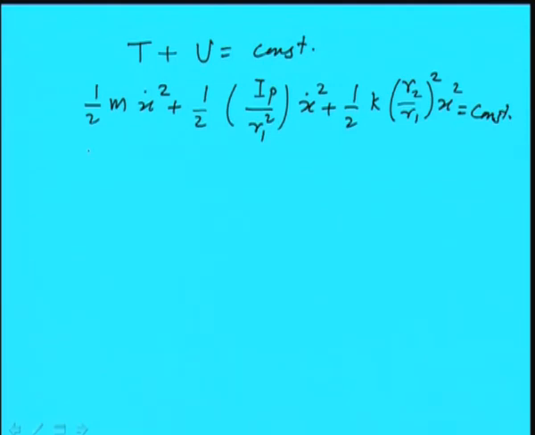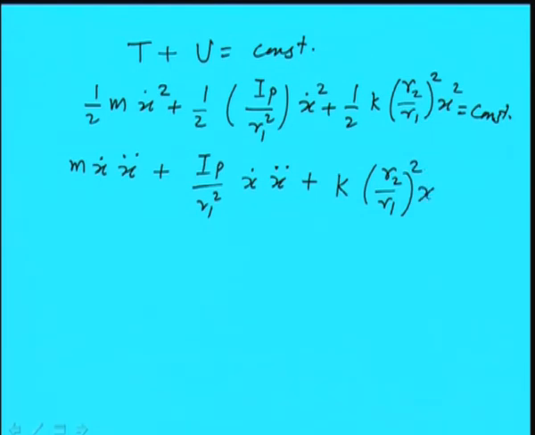If we differentiate this, we will get IP over R1 square x dot x double dot plus k (R2 by R1) whole square x dot is equal to 0. So the half terms are getting cancelled during the differentiation. Here we have differentiated with respect to time, so we got these terms.